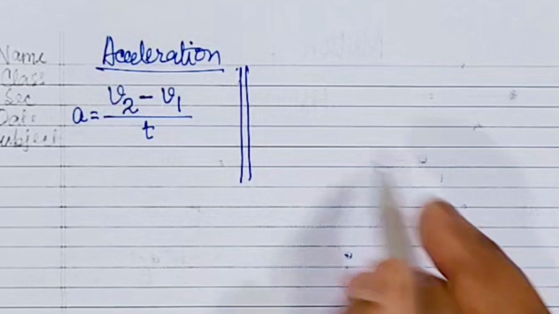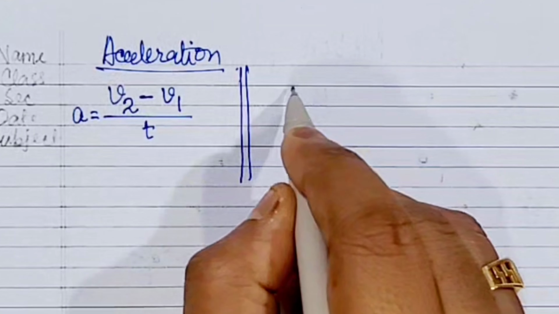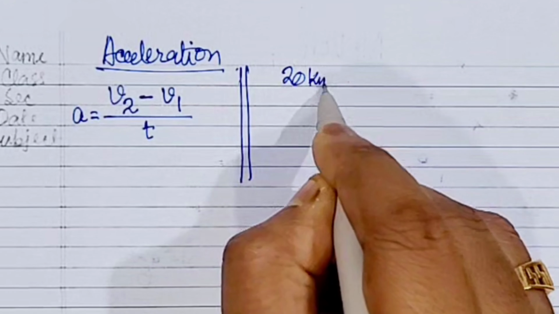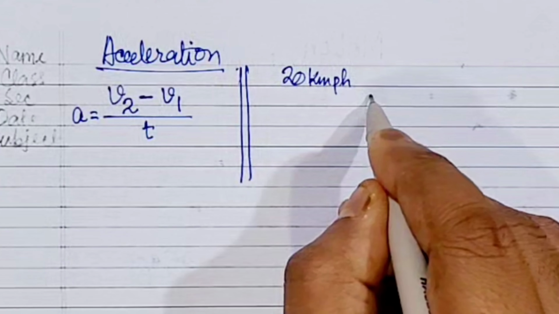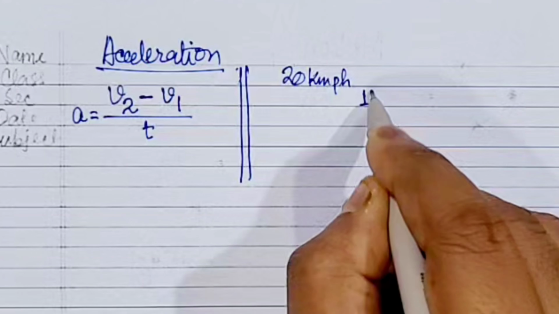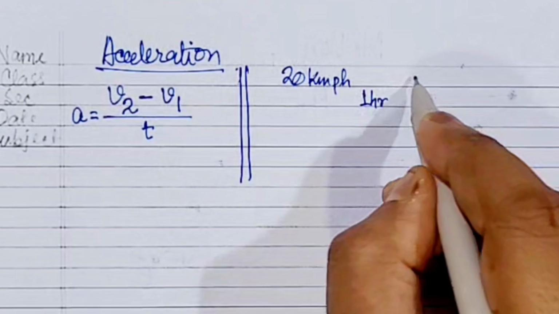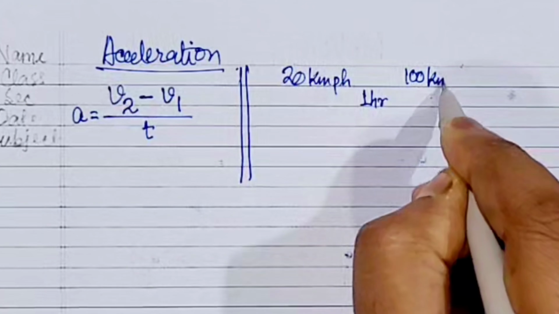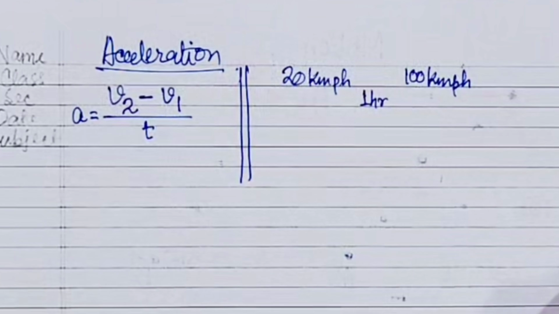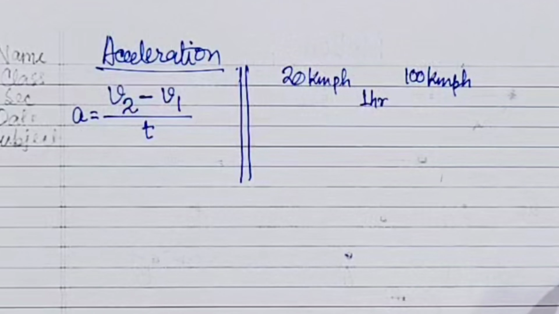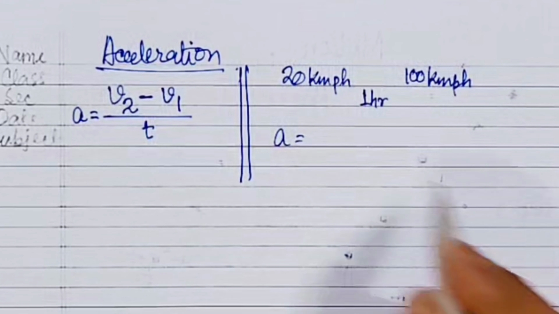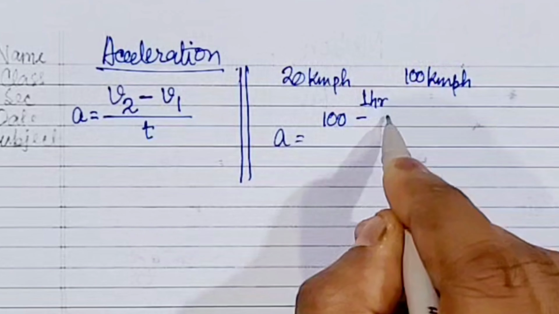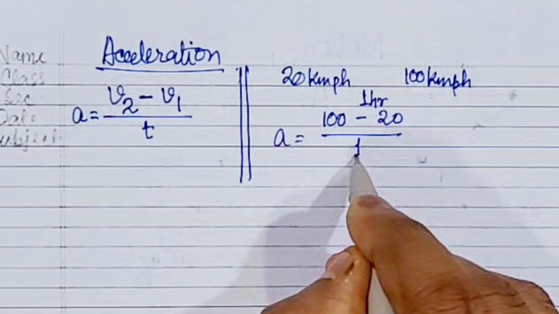For a practical example, let's say a vehicle started with the initial velocity of 20 kmph. After 1 hour, the velocity has changed to 100 kmph. So what is the acceleration? If it has uniformly accelerated from 20 to 100 during this entire 1 hour period, we can find acceleration as 100 minus 20 divided by 1.